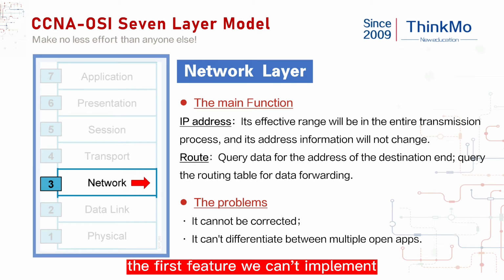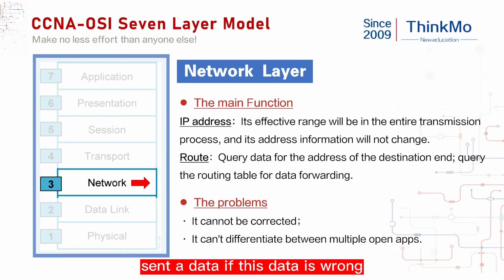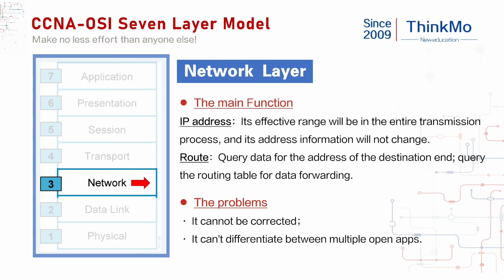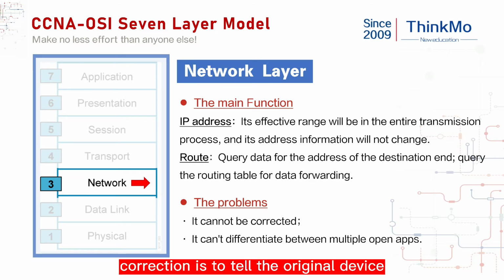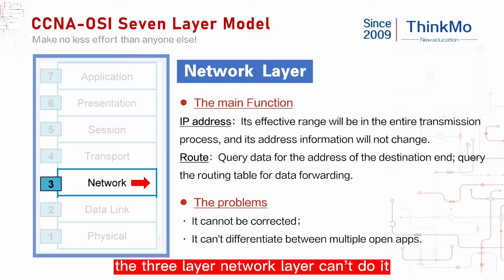The first feature we can't implement is called error correction. Take our second layer, for example: we sent a piece of data. If this data is wrong, it is dropped by the switch. That is equivalent to an error detection at the data link layer, and the data is lost. But there is no way for the third layer to correct this data. Correction means telling the original device that the data has not been sent and needs to be sent again. We call this correction. The layer 3 network layer can't do it.